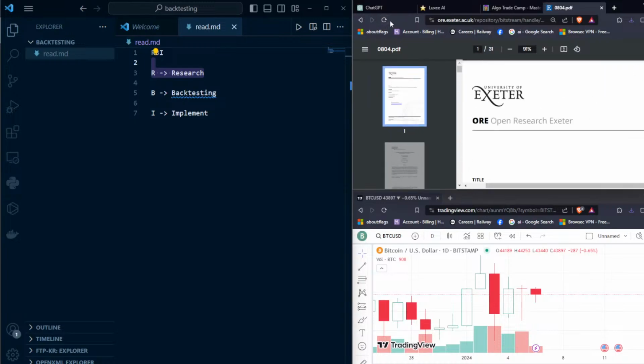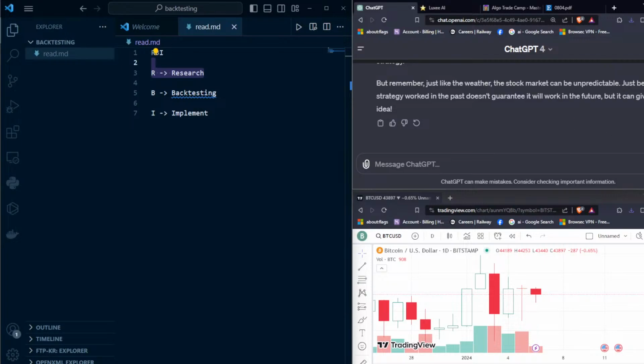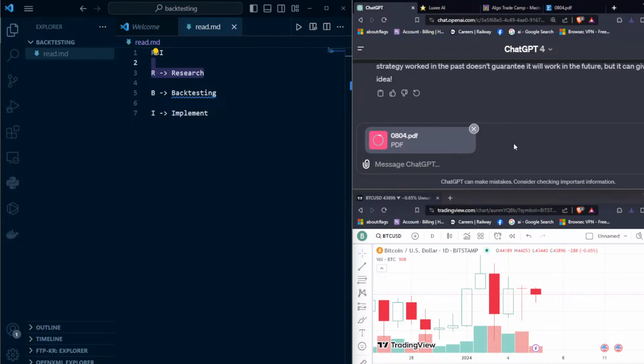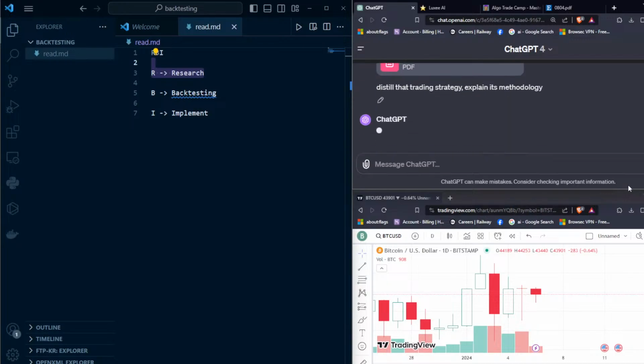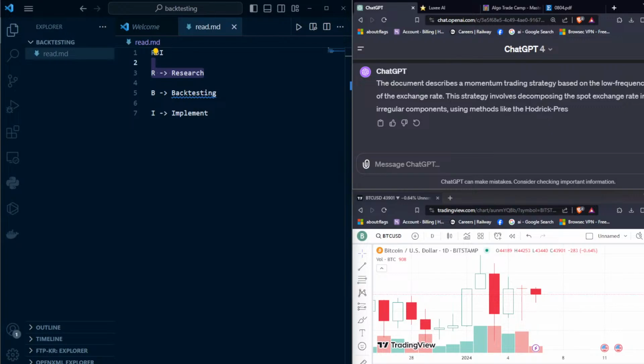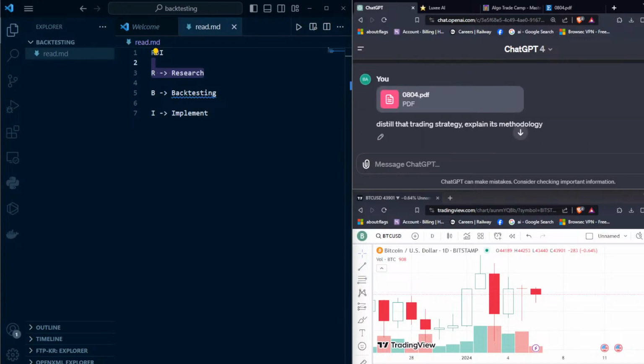So what you can also do is head to ChatGPT and upload your file. Let me bring it. This is the file that I just downloaded. So we'll go to ChatGPT and try to distill the strategy from it without having to read all of it. Maybe you could say, distill that trading strategy, explain its methodology. If it doesn't work well, we can try another prompt. You should keep trying, and if it gives you something you're not expecting, you need to try more prompts. You need to try changing the way you write.